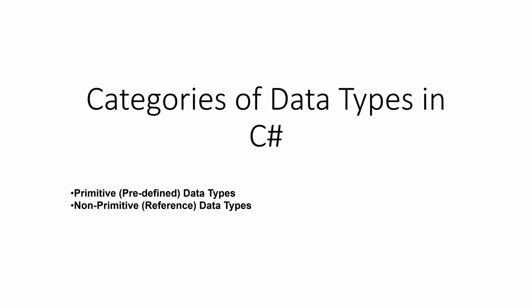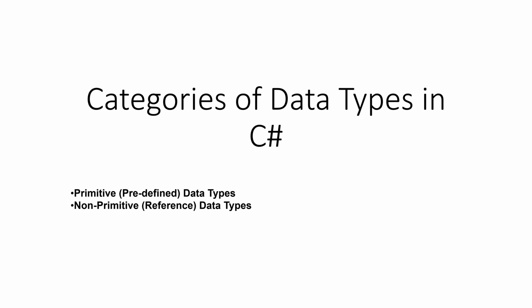So what are data types? In C sharp, data types define what kind of data the variable can store, how much memory it occupies, and what operations can be done on the data. C sharp is a strongly typed language, which means once a variable is declared, it can store only that type of value, unless a proper conversion is done.